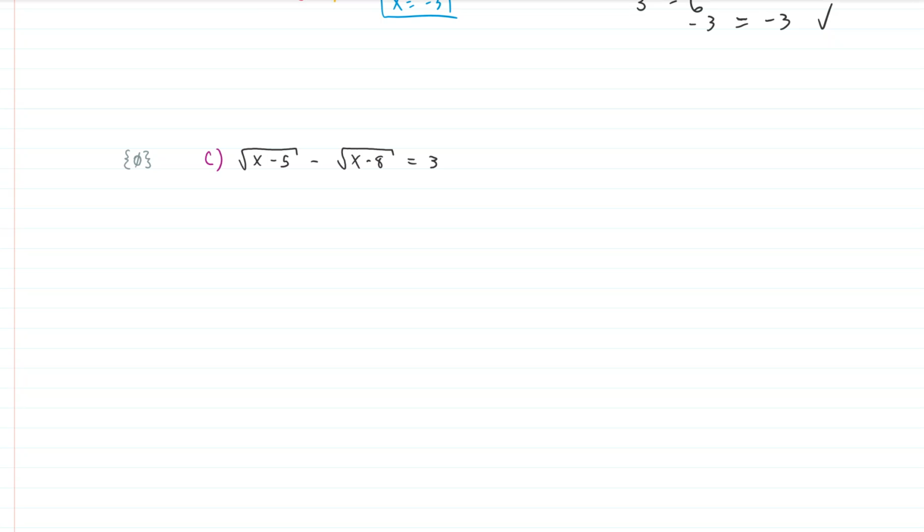Let's just take the first one. So the equation is the square root of x minus 5 minus another square root, which has x minus 8 inside of it, and that all equals 3. So let's take the x minus 8 underneath the square root and take it to the other side. So we're going to add the square root of x minus 8 to both sides.